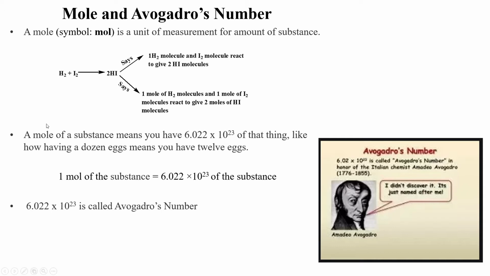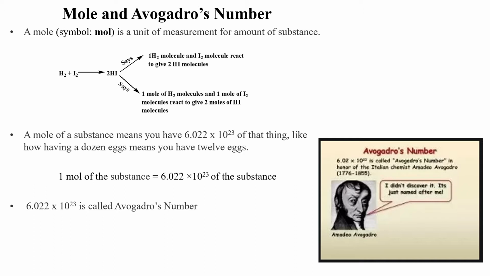For instance, 1 dozen of oranges means 12 oranges, 1 dozen bananas means 12 bananas, 1 dozen eggs means 12 eggs. So similarly, 1 mole of a substance or 1 mole of anything that you have equals 6.022 times 10 to the 23 of that substance. This 6.022 times 10 to the 23 is such a huge number that if you count every grain of sand on every beach and ocean floor on this planet, you would only come close to this number or close to 1 mole. So it is that big a number.